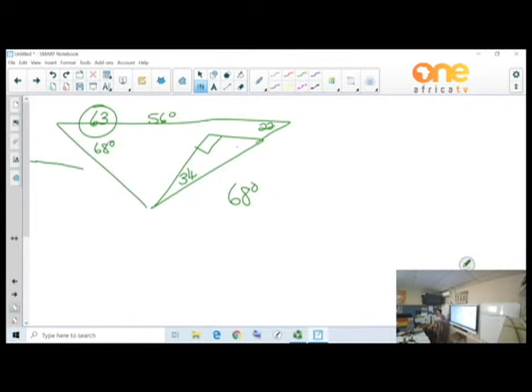Ja, maar ons probeer ons dan maar net verduidelik, hoe kom jy daar? Ja, sê hom. Oh ja, yeah, that's much easier. 180 minus twice 56. Yeah, that's right. But it also gives you 68, but that's actually much easier. Yeah, shortcut. And then the last one, SRT. Ons het nou al dit gesê, it's also 34 degrees. Yeah, we said that already.